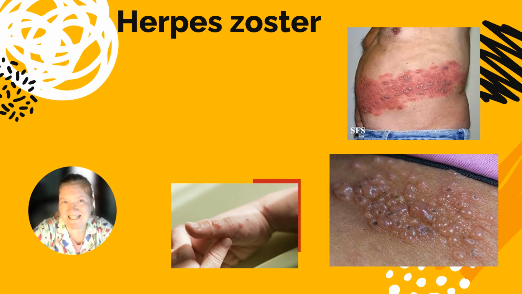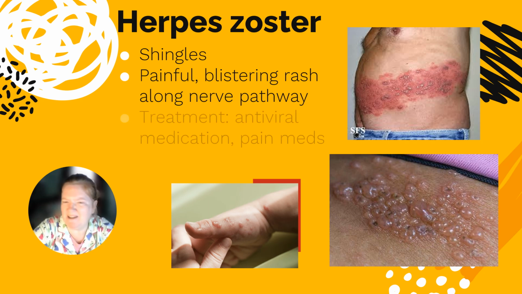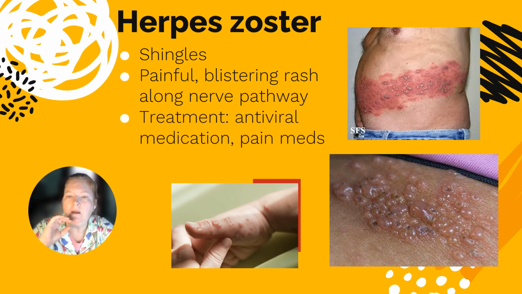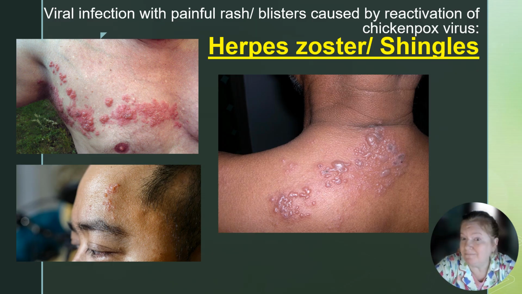All right, we have herpes zoster. That's shingles. It is a painful, blistery rash along a nerve pathway. It's often also tingly. Treatment, antiviral medication, pain medication. There is a vaccine for prevention. It's good for people who are over the age of 50. Again, remembering it looks different on people with different skin tones, and we need medical professionals who are educated about that. Okay? It's caused by the same virus, herpes zoster, that causes chickenpox.